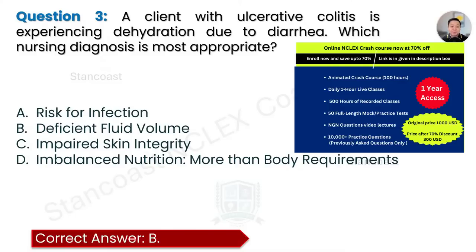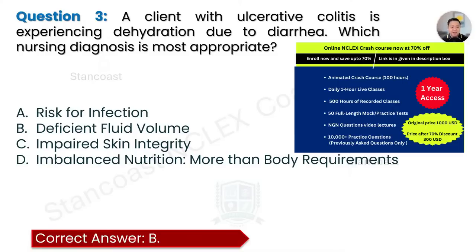Another incorrect option here is letter C, impaired skin integrity. This might apply if the client's diarrhea causes perianal irritation or breakdown. However, this is a secondary concern compared to the immediate threat of dehydration, and restoring fluid balance takes precedence over skin integrity issues. So keep in mind.